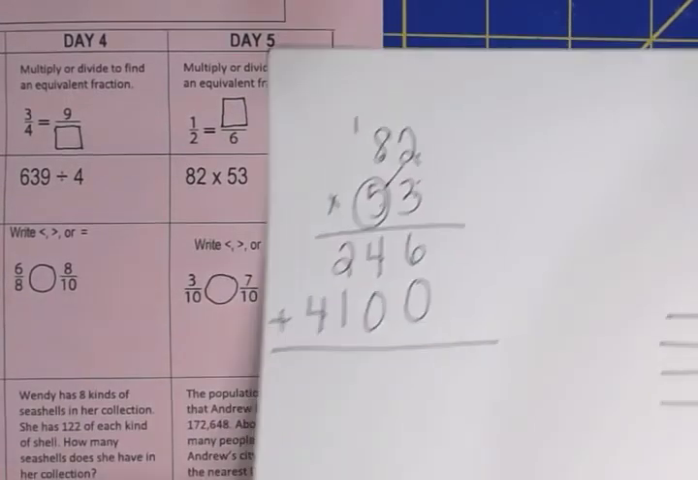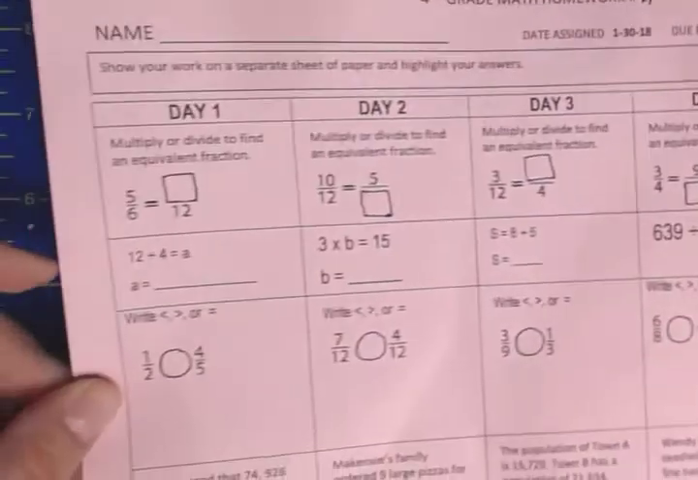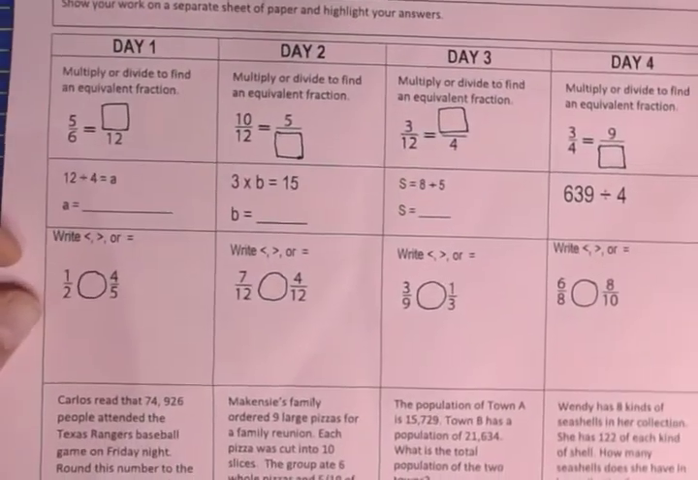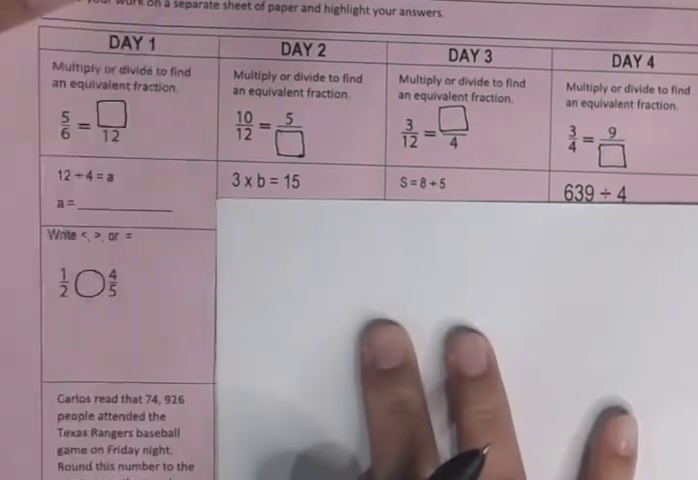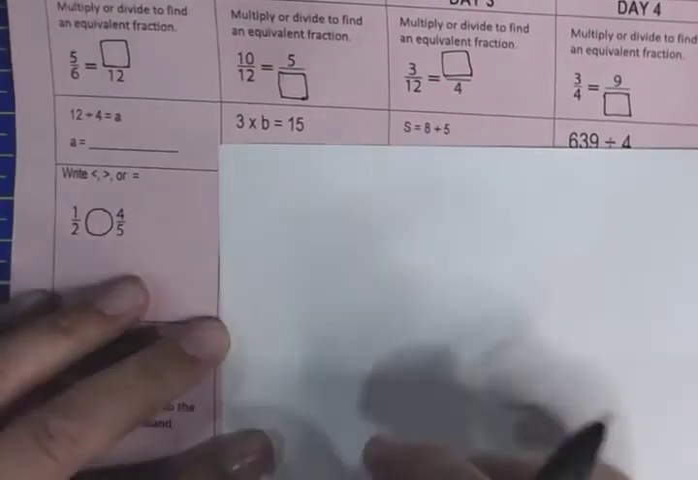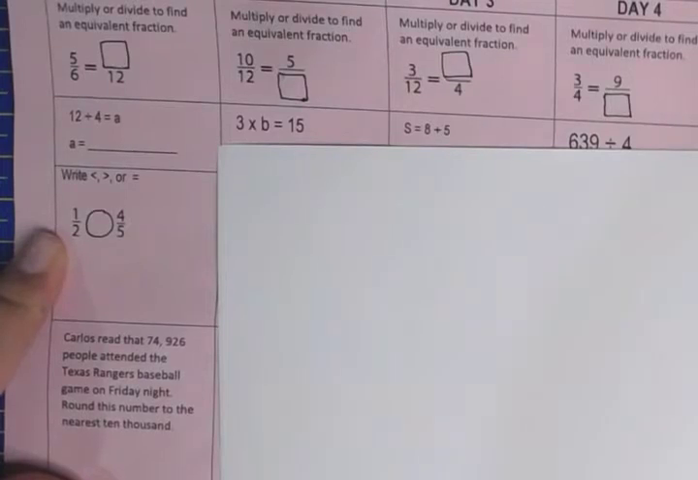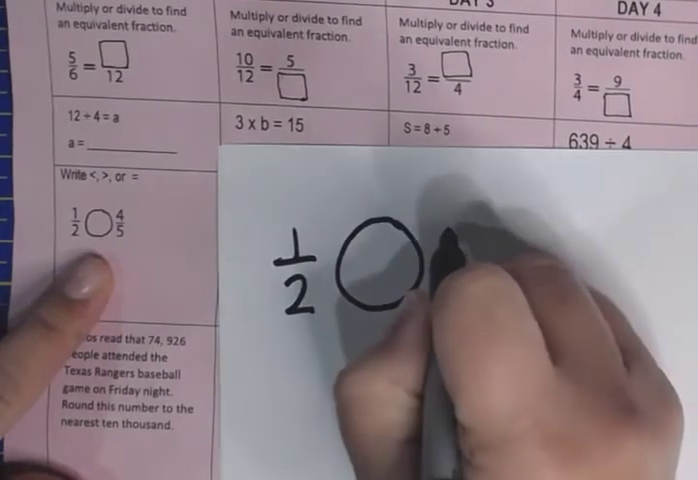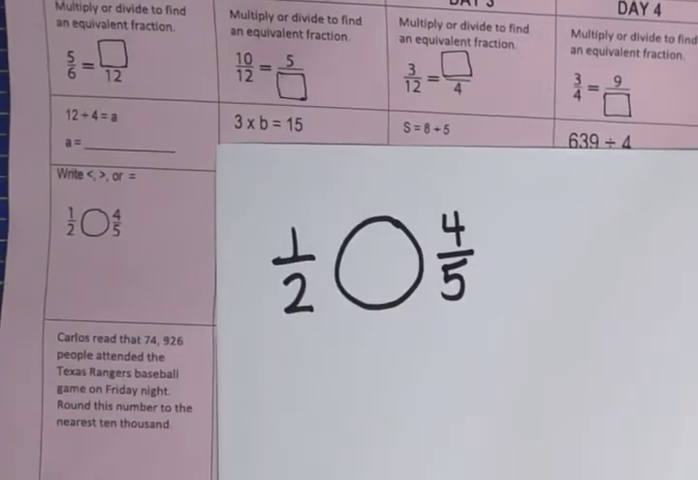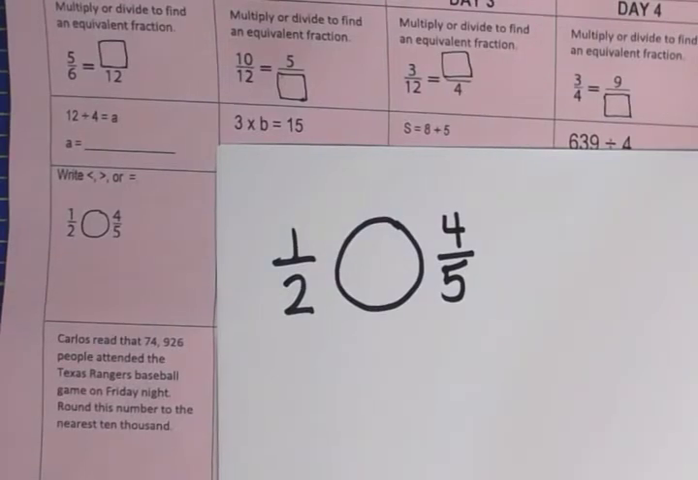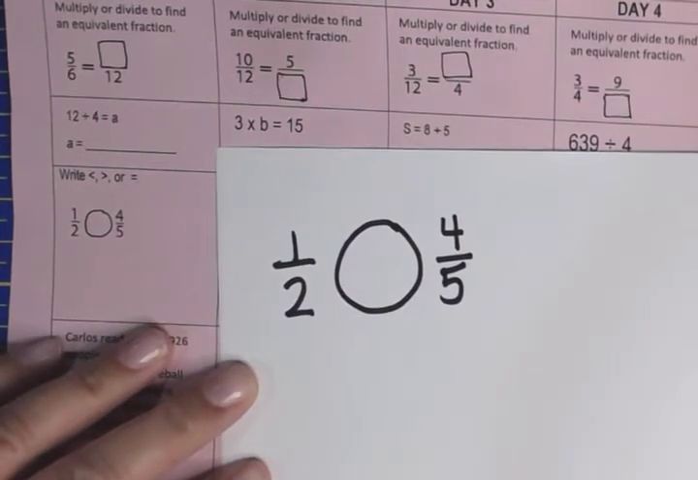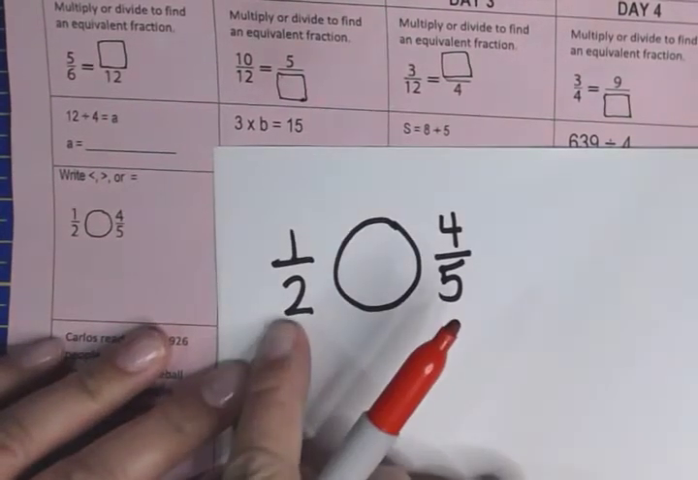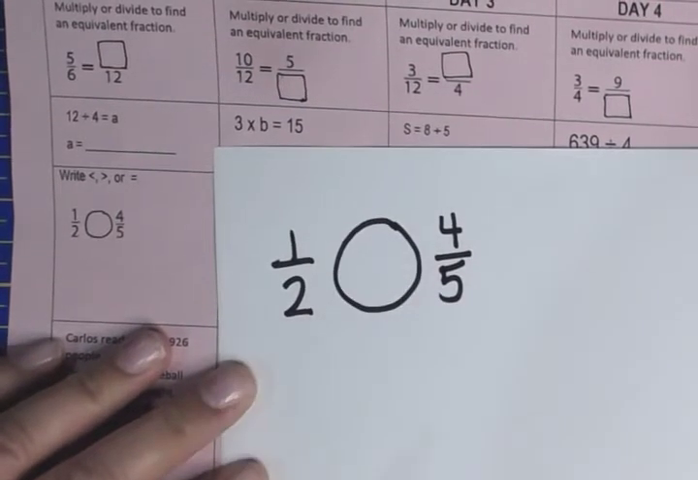All right, let's look at day 1, going back to day 1. Comparing fractions. I've got 1/2 and then a circle here, 4/5. Now, like we talked about, you can draw a picture, or what I'm going to do is show you how to get the denominators to be the same.